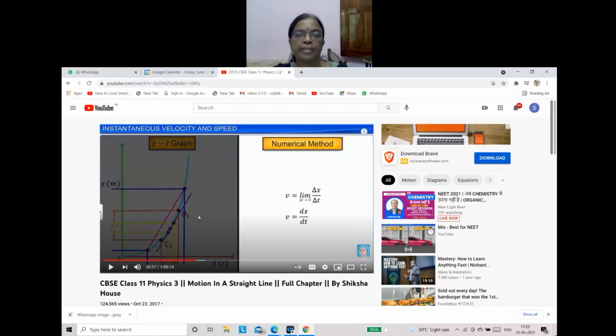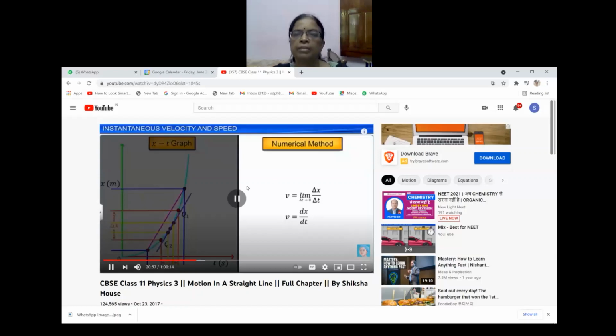So instead of that, we take an easy process. In mathematics, there is a branch called differential calculus. In that, we find the first derivative of position with time. I will explain what process we have done here. We found delta x by delta t to find the average velocity. And in the next step, the time interval is reduced to 0.